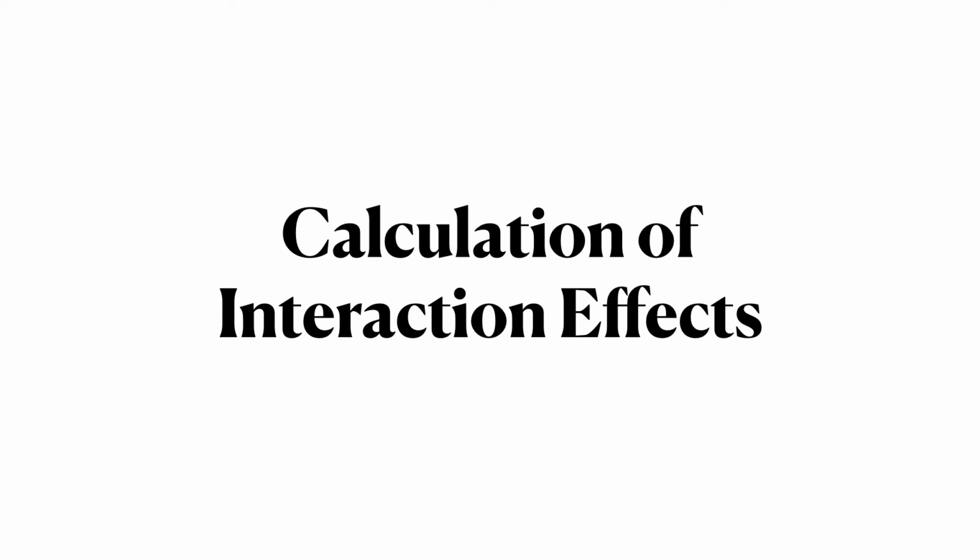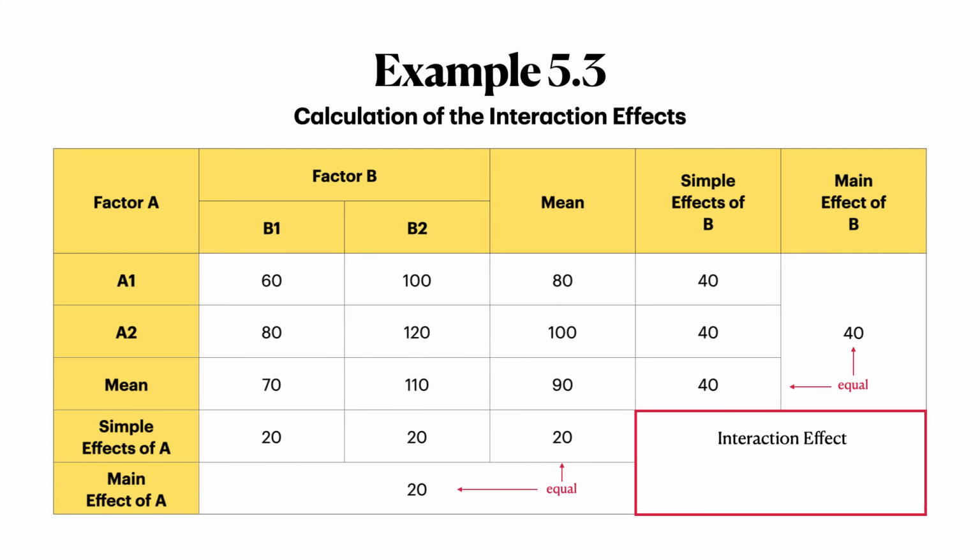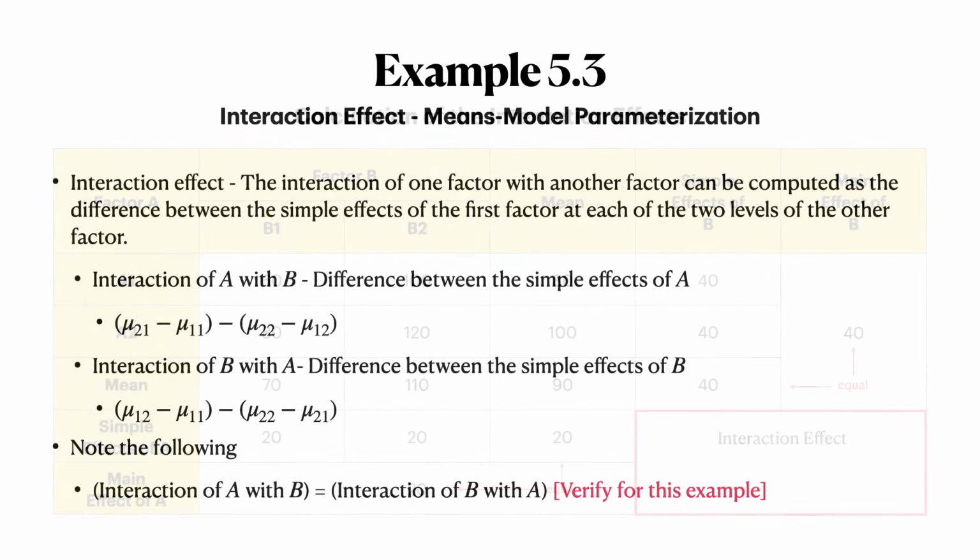Okay, next let's calculate the interaction effects, and the location in the table that we're going to put this will be at the bottom right hand corner, and we're going to calculate it two different ways. The interaction of one factor with another can be computed as the difference between the simple effects of the first factor at each of the two levels of the other factor.